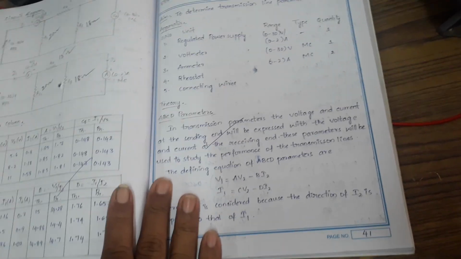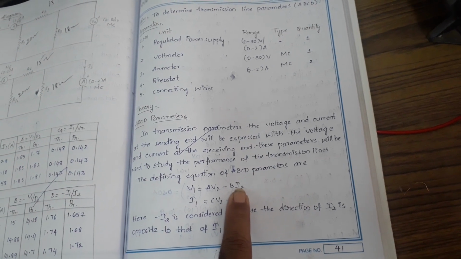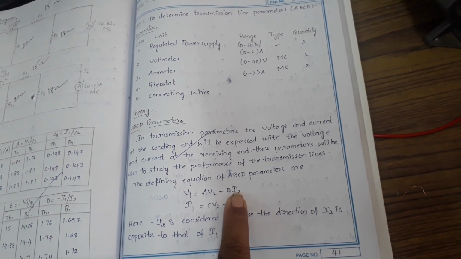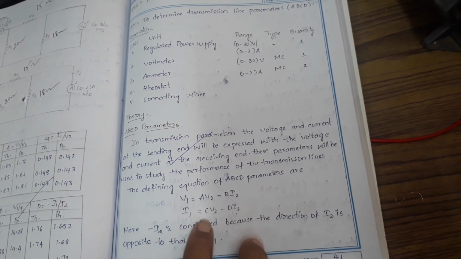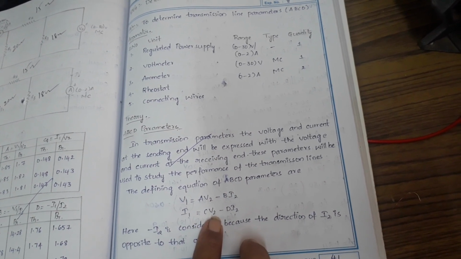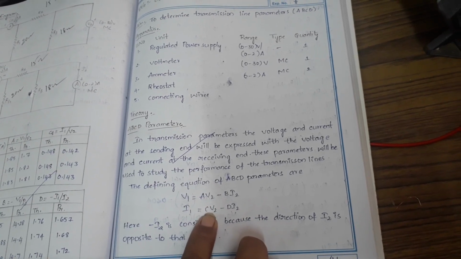While evaluating the ABCD parameters, the first case is when I2 is equal to 0. I2 equal to 0 means the secondary side is open circuited. Secondary port is open circuited. Then we calculate A and C. A is equal to V1 by V2 and C is equal to I1 by V2. There are no units for A, and the unit of C is mho.